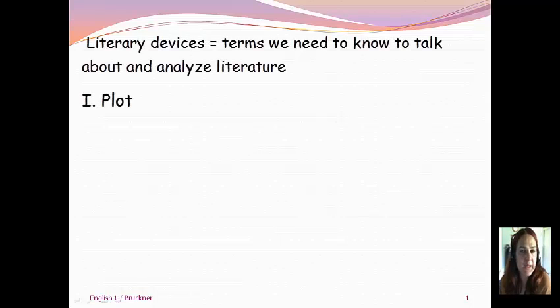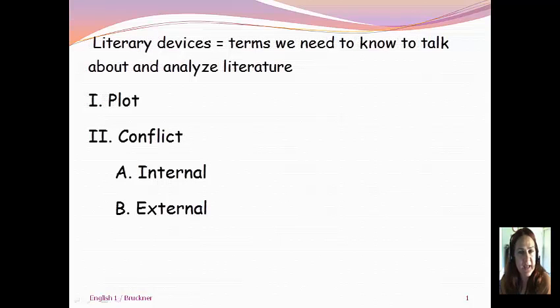Roman numeral 1 was plot, and we discussed the 5 stages or parts of the American short story plot structure. We had exposition, rising action, climax, falling action, and resolution. Roman numeral 2, then we moved on to conflict and talked about internal conflict and external conflict.